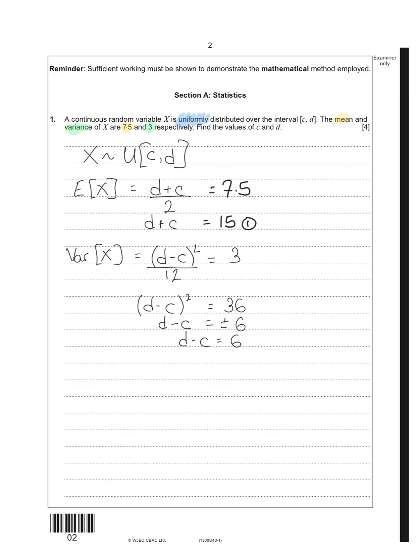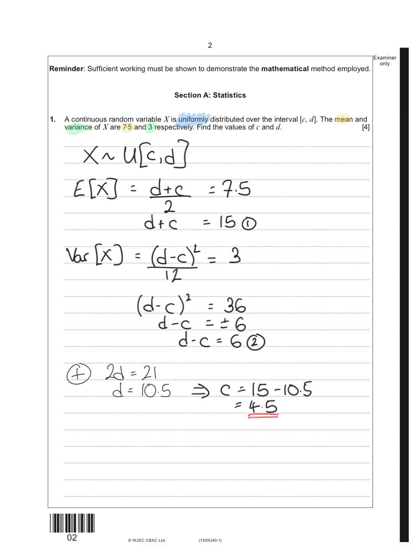So I have d plus c is 15, d minus c is 6. So I'm going to call that equation number 2. I'm going to add them both. So I get 2 d's are equal to 21. D is equal to 10.5. And then that means that C is 15 take away 10.5, which is 4.5. And there's my answers. Okay, moving on.